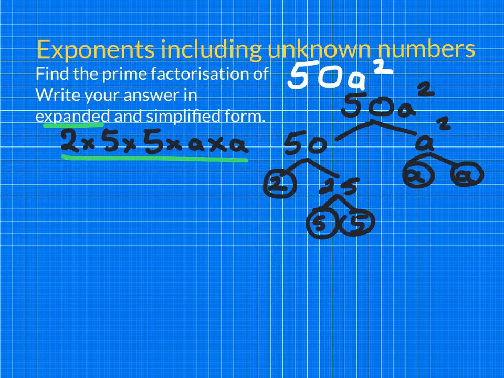However, if we want to try and write it in a simpler way, then we want to condense it, and let's just think about what that would look like. So it can be equal to, well, we've got 2 times 5 times 5 can be written as 5 squared, and a times a can be a squared, and so that's our simplified form.